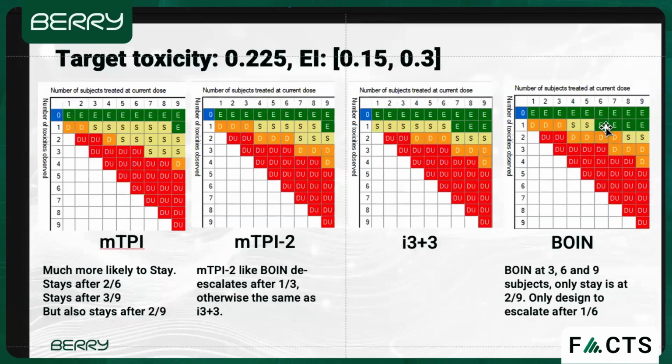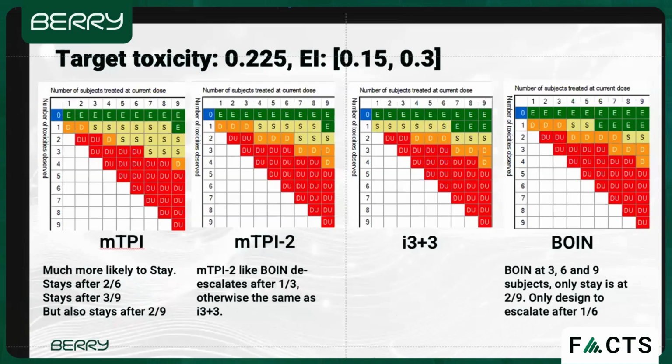Boyne has slightly more stay options than in the previous example, but most of those are not on columns that we're interested in, but there is a stay at 2 subjects out of 9. And the other remarkable thing about Boyne, though, is it does escalate after 1 out of 6, whereas the others all stay after 1 out of 6, which seems a bit cautious.